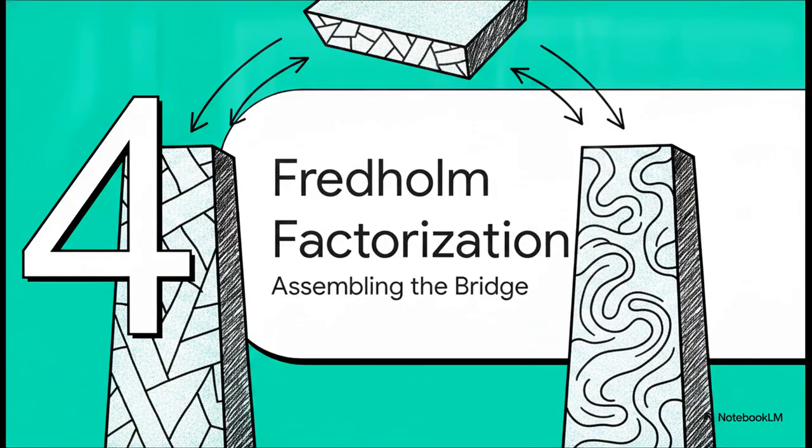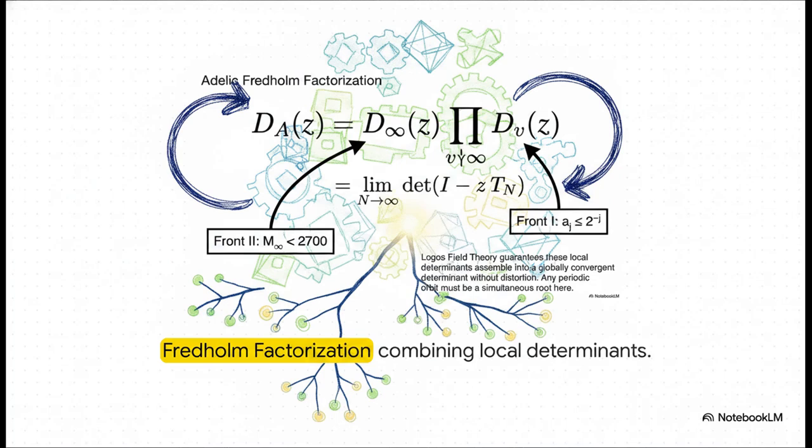Let's move to Section 4, Adelic Fredholm factorization. We have our two pillars, the solid two-adic core and the liquid Archimedean domain. Now it's time to prepare the keystone to join them together. Because we establish uniform convergence and local nuclearity in both fronts, we can use Langlands field theory to assemble them.